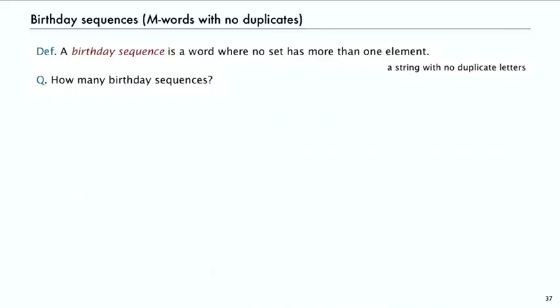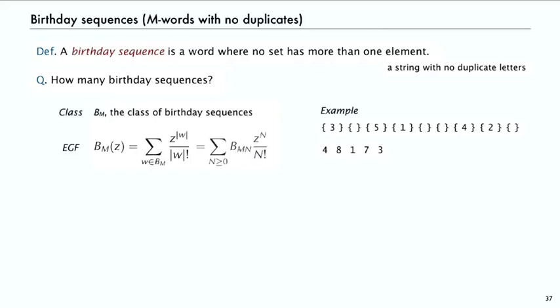So let's look at a simple modification of that basic construction to study the problem of how many birthday sequences are there. So that's words where no set has more than 1 element. Again, it's easy to define the class and the generating functions, and the construction is simply a birthday sequence with alphabet m letters is a sequence of length m of either empty urns or urns with 1 ball in them. So that means the EGF of birthday sequences is just (1 plus z) to the m.